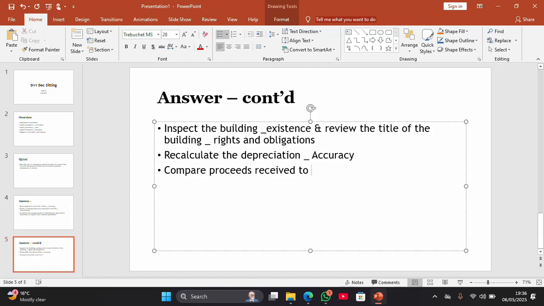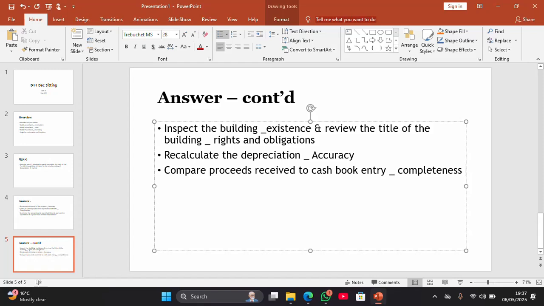To cash book entry. What are you trying to check for here? Completeness, right? Completeness. Yes. So you can do those things.